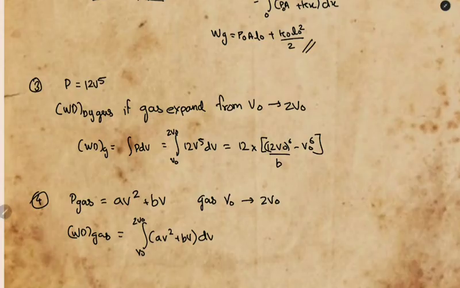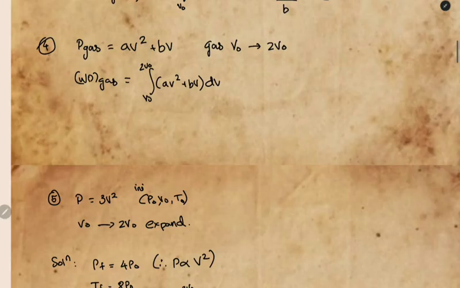So in that case, you need to use the limits as V naught to V naught and then just integrate it and find it. So again, this is the same question, just integrate it. This is a question of integration. Fine.